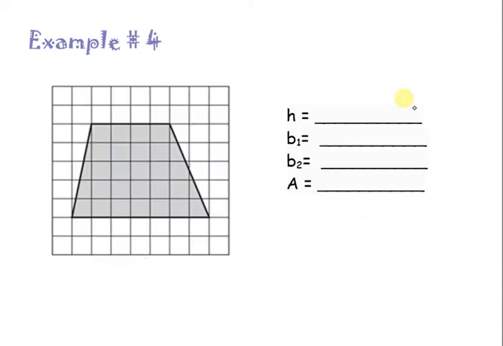Alright, so now we have a trapezoid that is on a coordinate plane, and it's going to work the exact same way, but you just have to find the dimensions. So let's find the height. Remember, we go from the highest point to the lowest point. So we can go over here, we can go 1, 2, 3, 4, 5. So that's going to be 5 units. We're looking for base 1. That's going to be 1, 2, 3, 4 units.